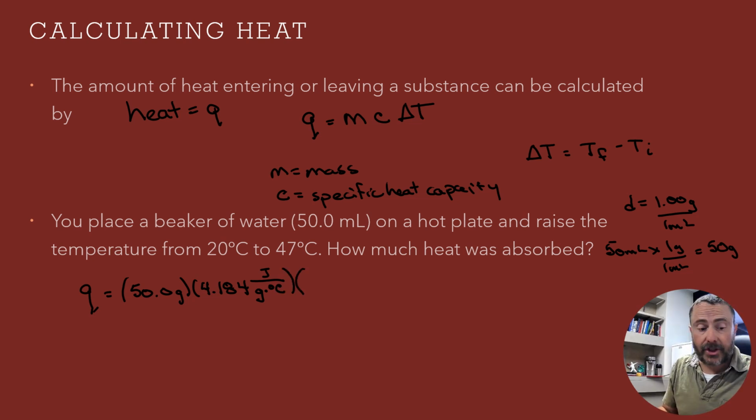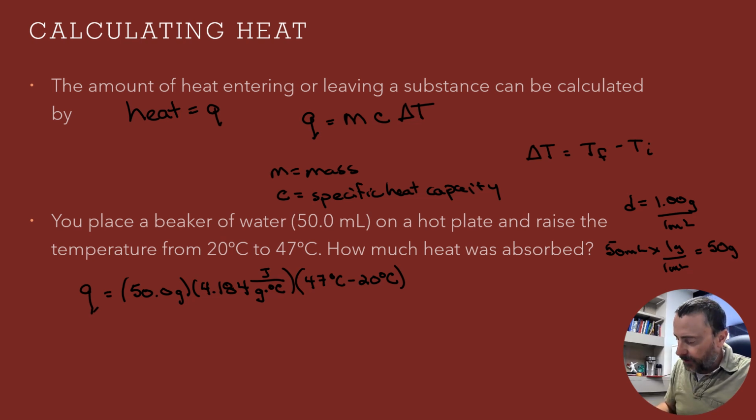Times our change in temperature. So T final, and this is a rare case where we can use Celsius, so let's just go for it, because a lot of times as we go forward, we're going to be doing a lot in Kelvin. But here, we're cool to just stick with Celsius. So 47 minus our 20 degrees Celsius in there.